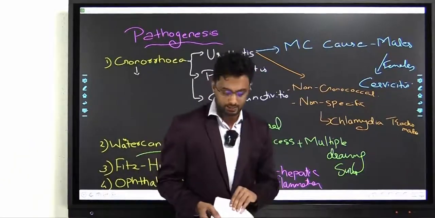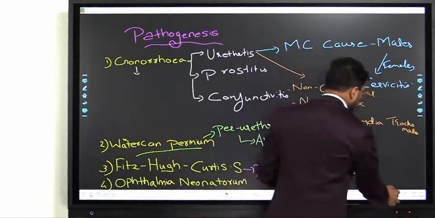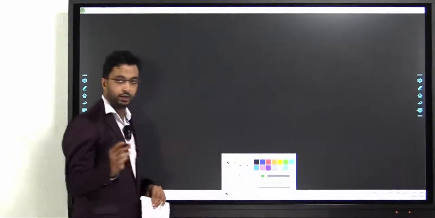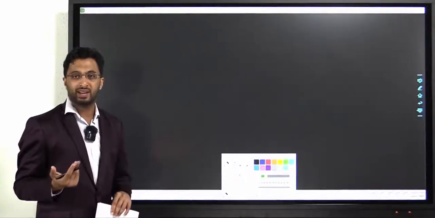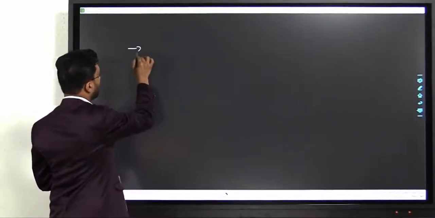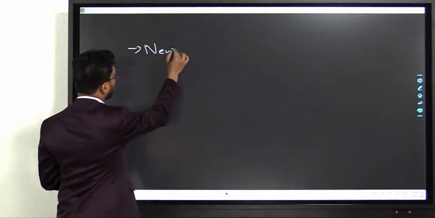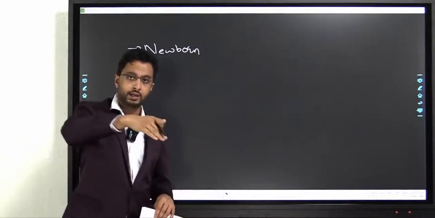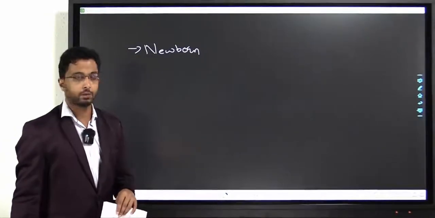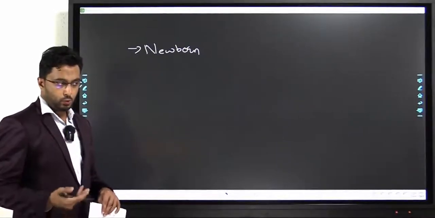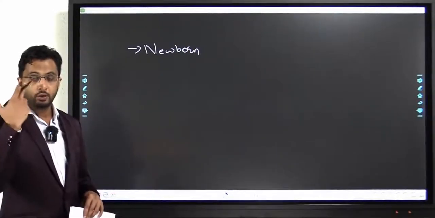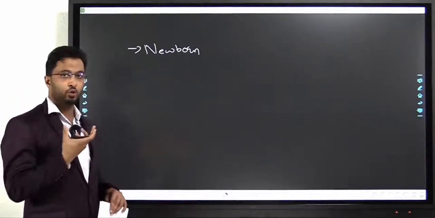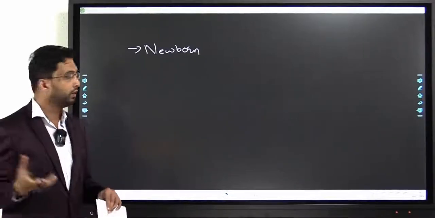Now why is ophthalmia neonatorum important? Just give the heading ophthalmia neonatorum. It's a non-venereal disease which is seen in newborns. When the baby is delivered, it passes through the birth canal and the mother is infected. Big problem, isn't it? The eye region gets infected. So that's ophthalmia neonatorum, in the newborn.